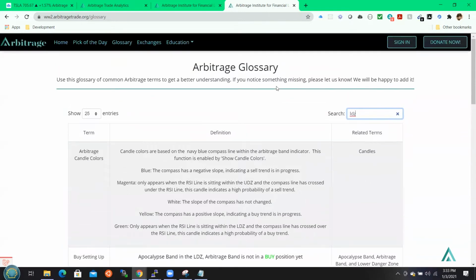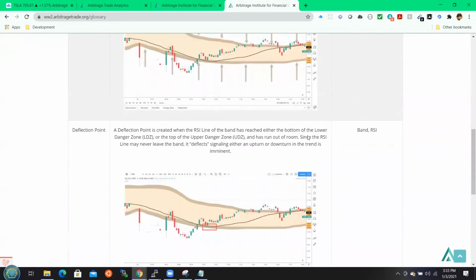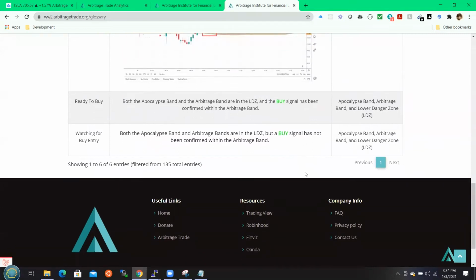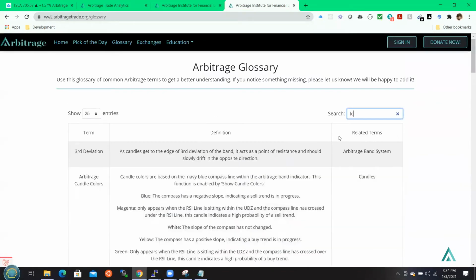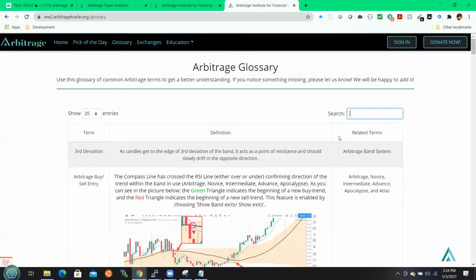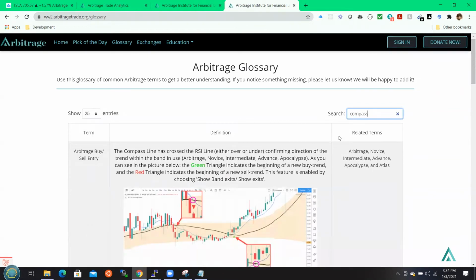So basically we created a glossary with all of our nomenclature. So if there's anything that you don't understand, you can literally narrow it down by searching for it, right? So like literally anything, right? I type in compass.